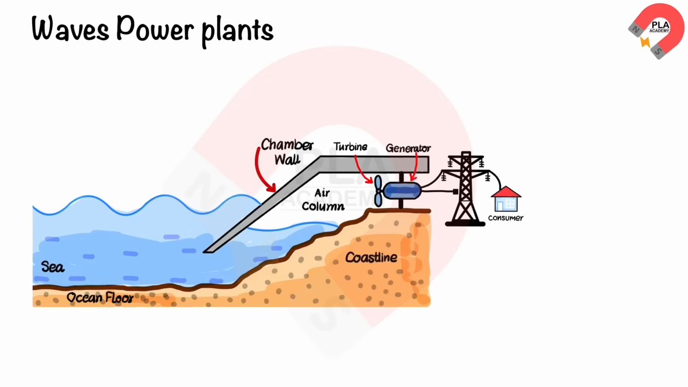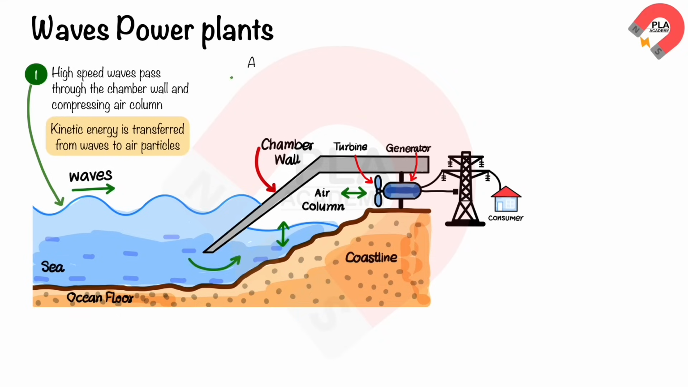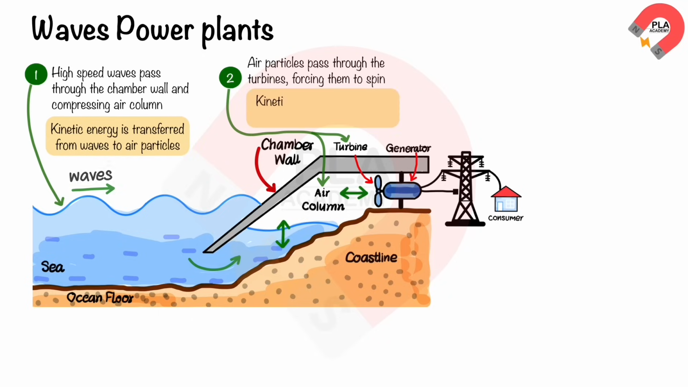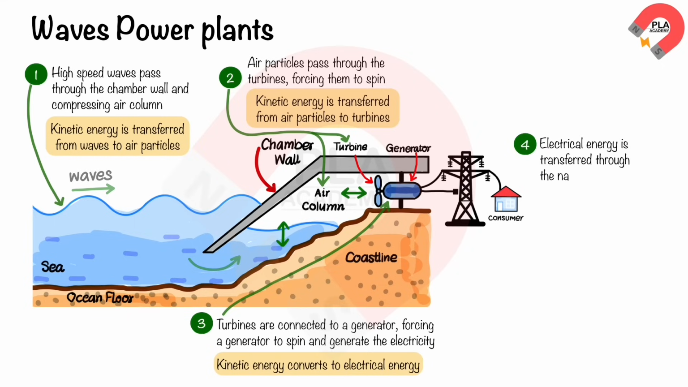Wave power plants. High-speed waves pass through the chamber wall, compressing the air column. This transfers the kinetic energy of the waves to the air particles. The air particles pass through the turbines, forcing them to spin. This transfers the kinetic energy of the air particles to the turbines. The turbines are connected to a generator, which causes the generator to spin and generate electricity. This converts the kinetic energy to electrical energy. This electrical energy is then transferred through the national grid to homes or businesses.